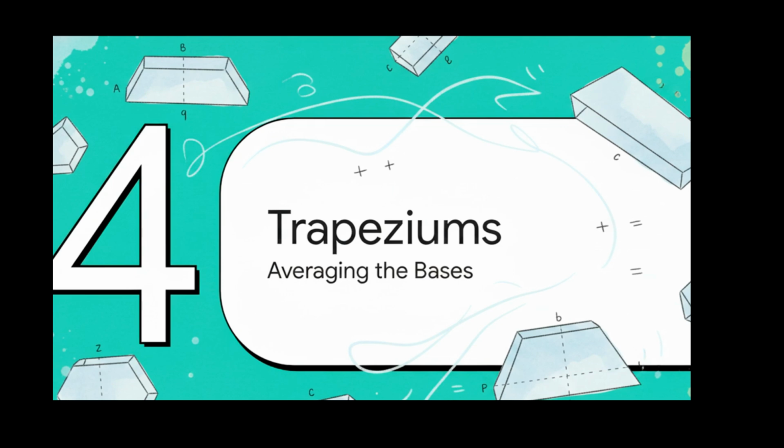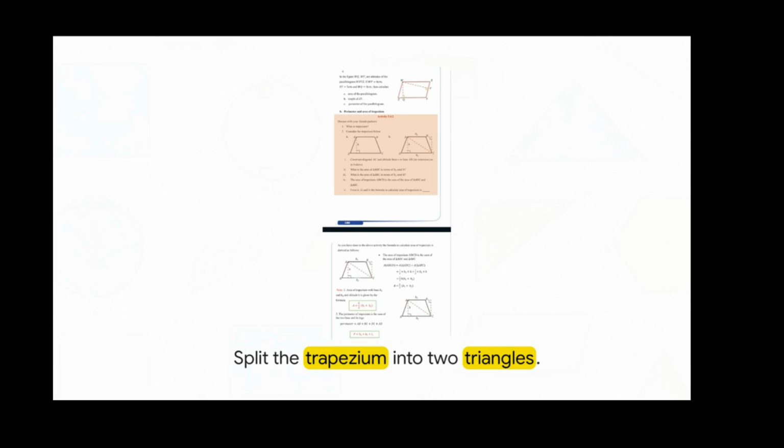Section 4, trapeziums, averaging the bases. So a trapezium has 2 parallel bases, but they're different lengths. Kind of a wonky shape, right? How on earth do we find the area for that?